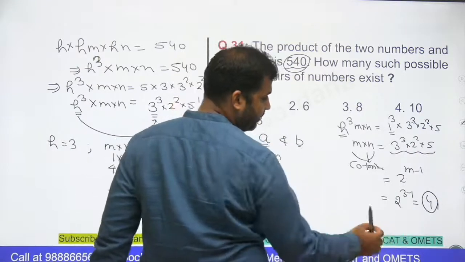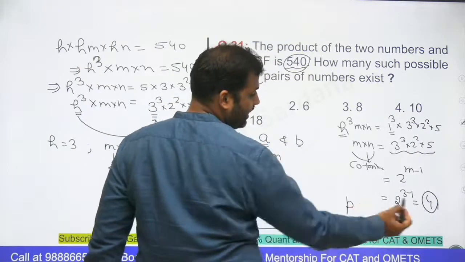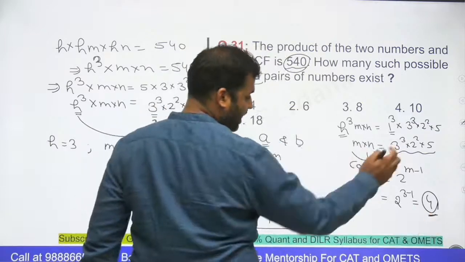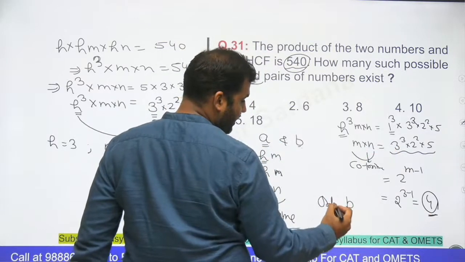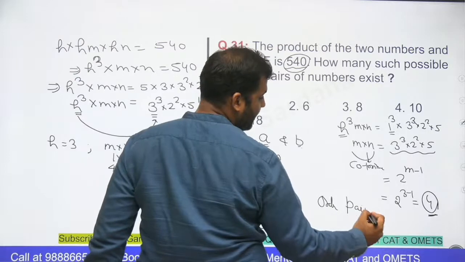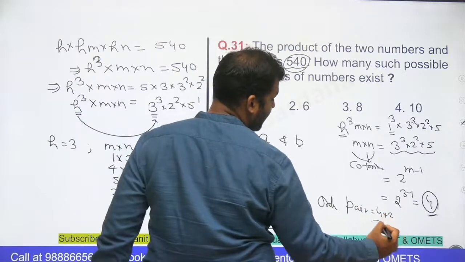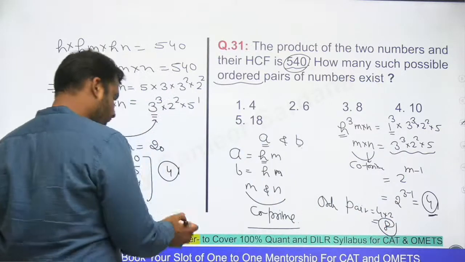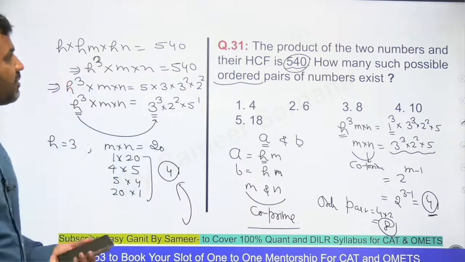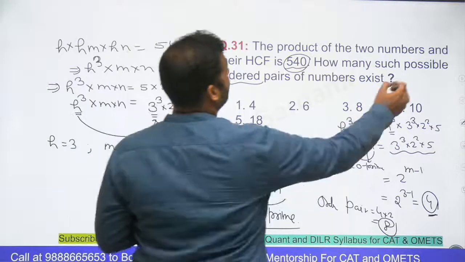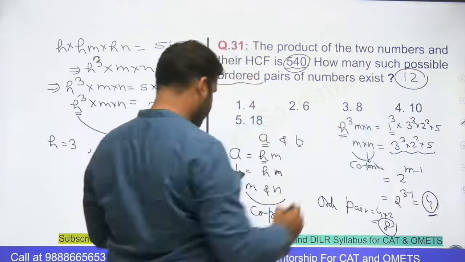Since it is an ordered pair, how many total pairs will be formed? These 4 are the combinations, right? But if I am looking for the ordered pairs, it will be equal to 4 into 2, that is 8. So 8 pairs here, 4 pairs here. The total number of ordered pairs, children, is equal to 12. Yes or no? The answer will be 12.